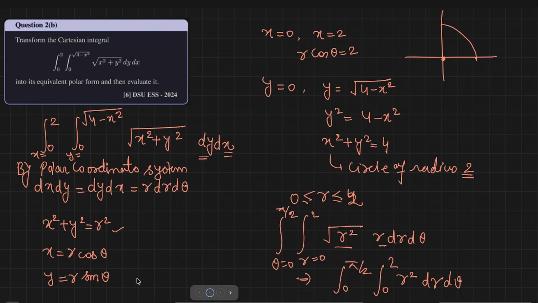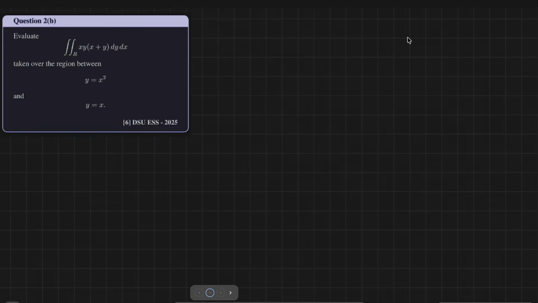So this is basically the conversion in polar format. You can simply write it down, or you can identify from here what this curve is when you draw this curve, because it is a square root, it is from 0 to pi by 2. Now the next question is again to evaluate the double integral over the region between this one, but again it is given as dy and dx. You should be aware of the order of integral. Xy, x plus y, dy and dx.